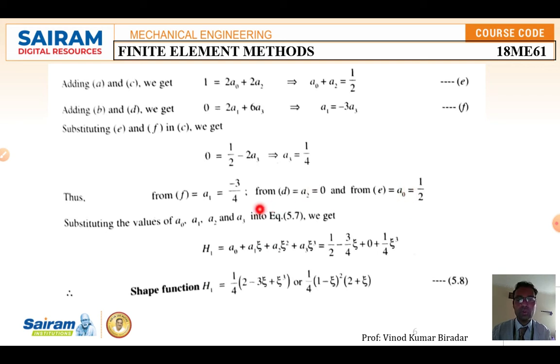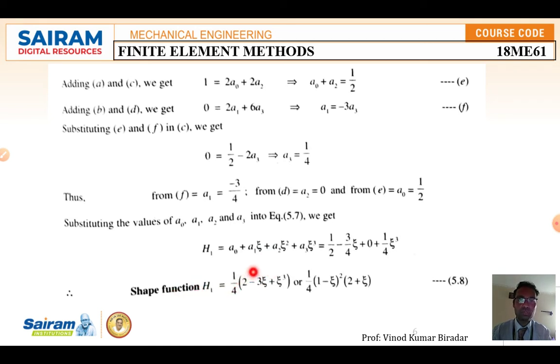Now, after calculating the generalized coordinates, I substitute them in the Hermite shape function, that is equation number 1. So h1 is equal to this equation. Substitute the values you calculated, and simplify. The shape function h1 is equal to 1 by 2 minus 3 zeta by 4 plus zeta cube by 4.